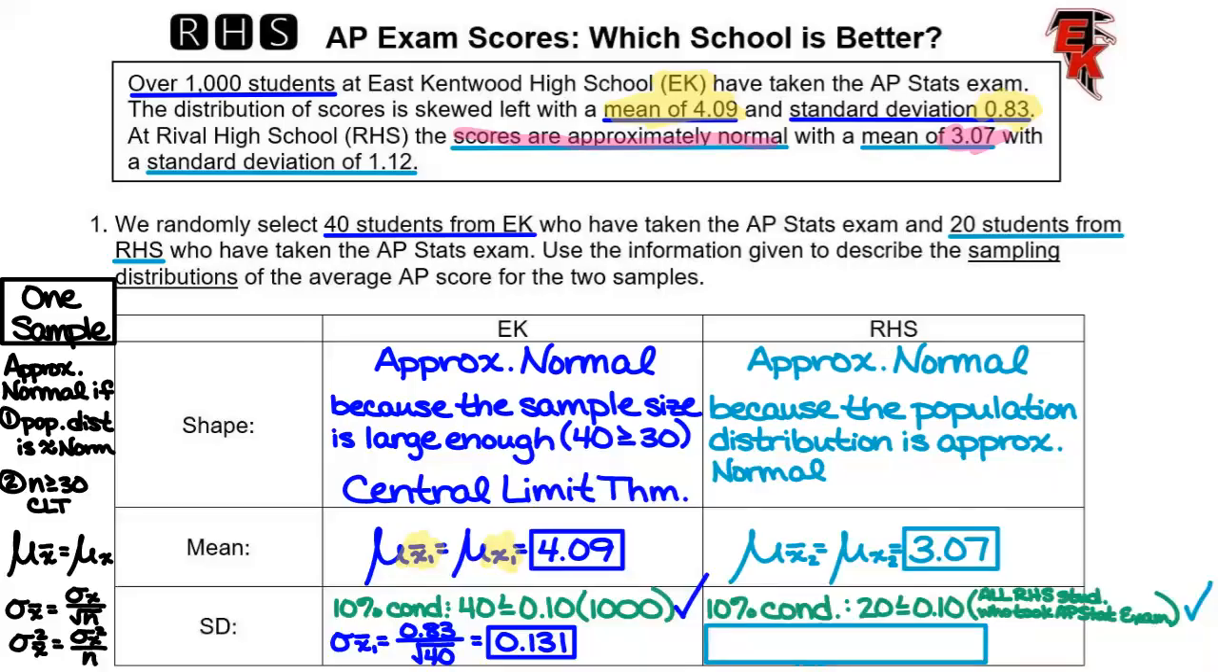What is the standard deviation for RHS? Yep, right about 0.25. It's like 0.250 something, something, something, so I just rounded it to 0.25. Beautiful.